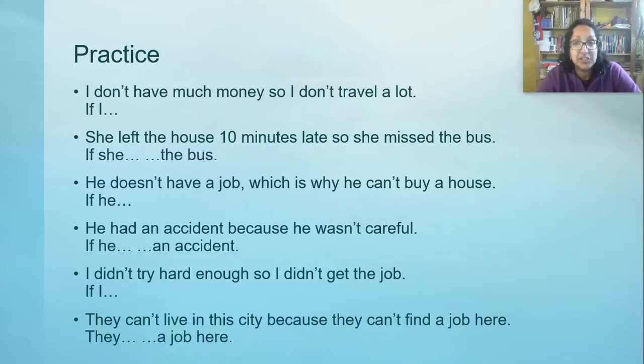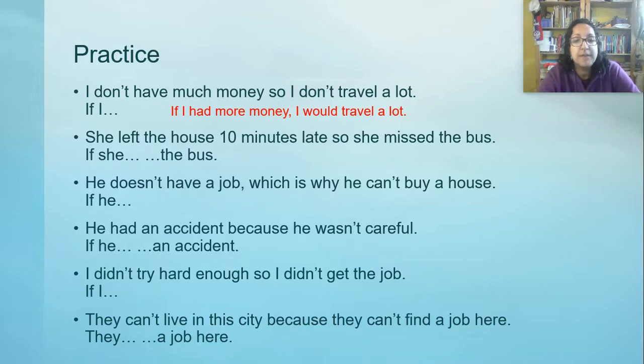So let's check. In the first one, I don't have much money, so I don't travel a lot. The conditional sentence would be, if I had more money, I would travel a lot. It's a second conditional sentence because we're talking about how your situation now could be different.